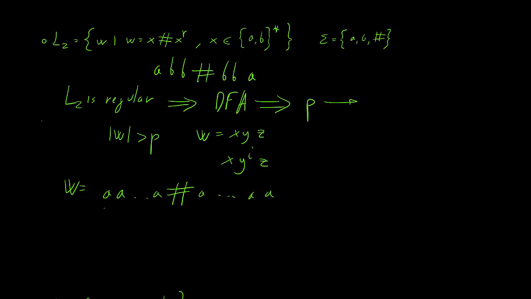So it's not possible to pump any substring in this W and get a string in the language. So that must mean that L2 is not regular. Because for any P, I can build you a W that cannot be recognized by any DFA with P states, right? And that means that L2 is not regular.